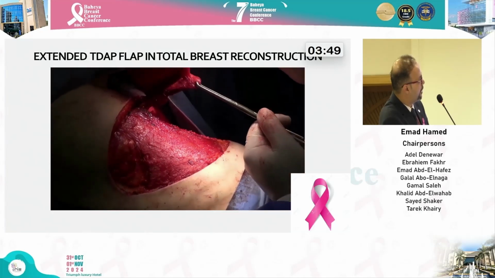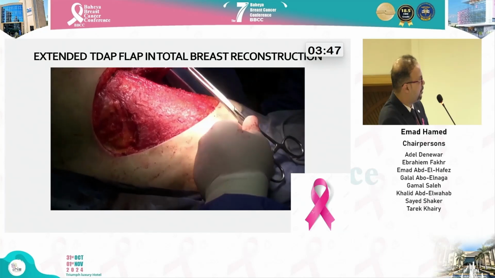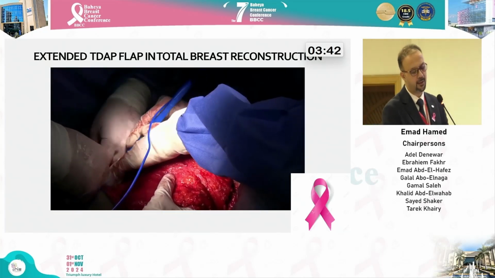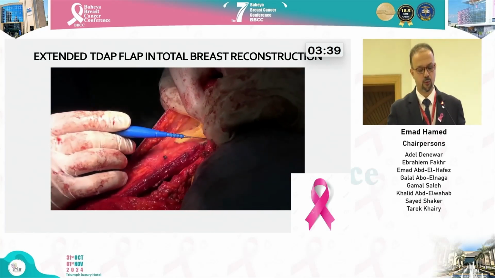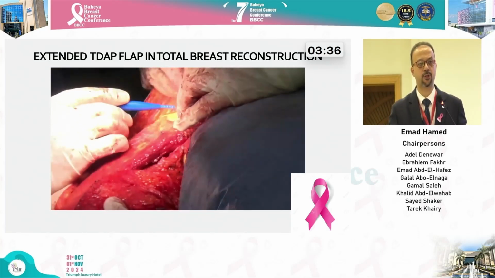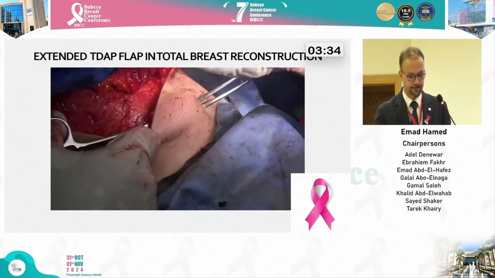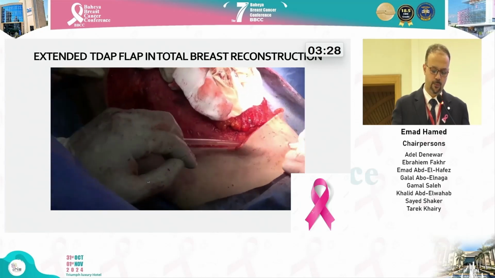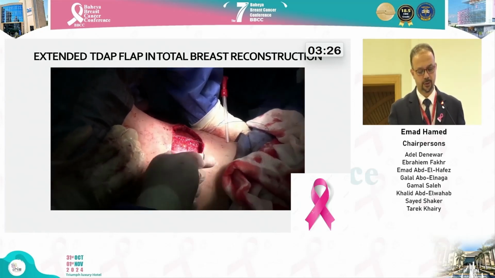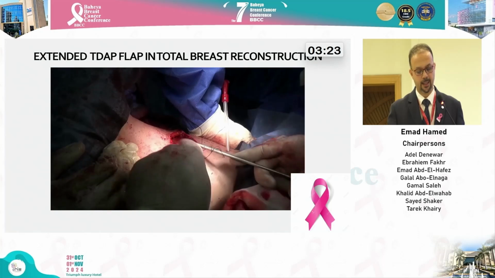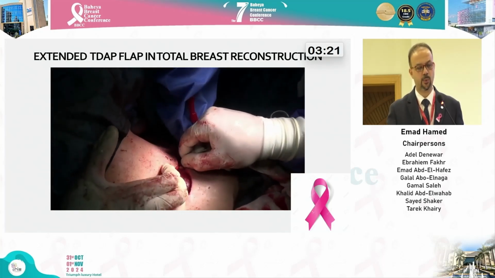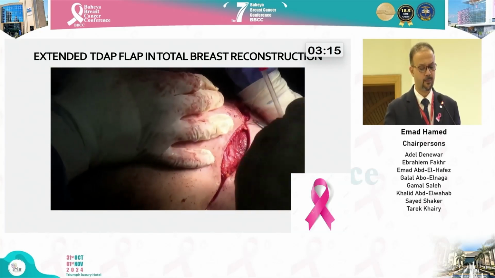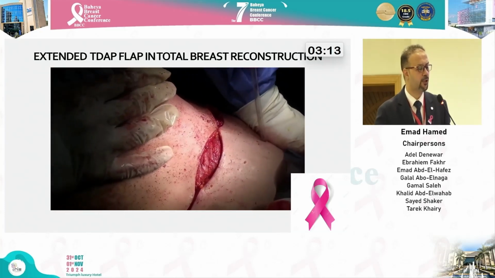And now we finished the harvest of our flap and do undermining for the donor site to ensure tension-free closure of the donor site. Then we put a drain, whether suction drain or the usual drain without suction, and we close the donor site by interrupted Vicryl sutures and close the skin by subcuticular stitches.